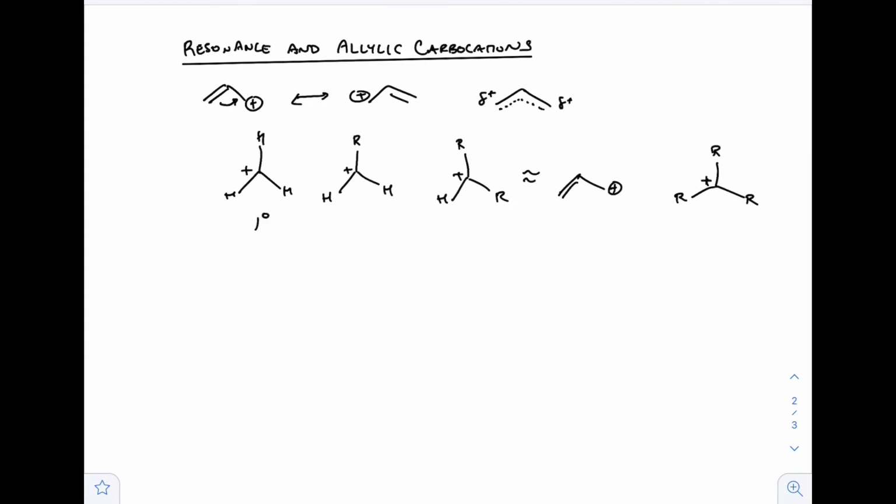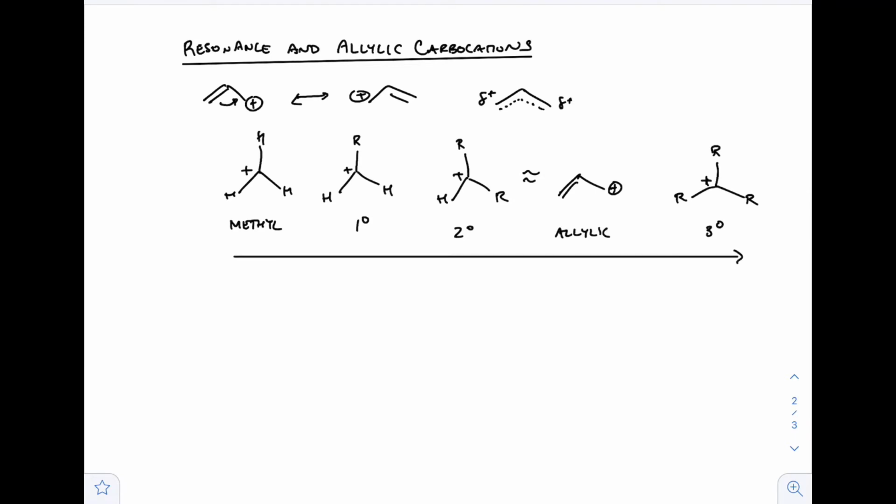So there's our tertiary. On the far left is a methyl carbocation, then primary, secondary, allylic, and then we have a tertiary carbocation. As we go from left to right, obviously we have increasing stability of the carbocation. Again, allylic and secondary are going to be approximately the same. Of course, at first glance, that allylic carbocation looks like a primary carbocation, but it's not. It's actually stabilized because of resonance.